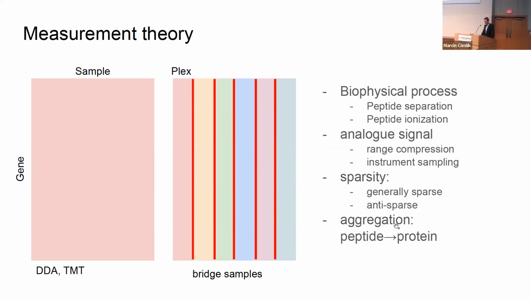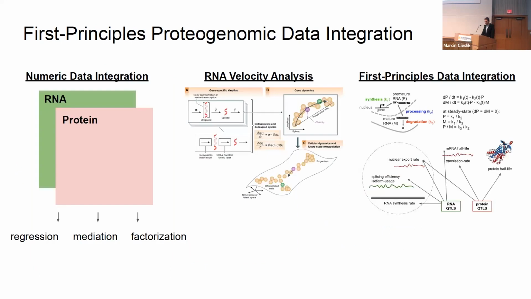lots of work there to be done, especially on the aggregation level. We currently measure proteins through mass spec at the level of peptides, but most of the interpretation we do is at the protein level. And there's a step of aggregation, how we integrate signals from multiple peptides into a single protein measurement. And I think there's lots of work that needs to be done there.